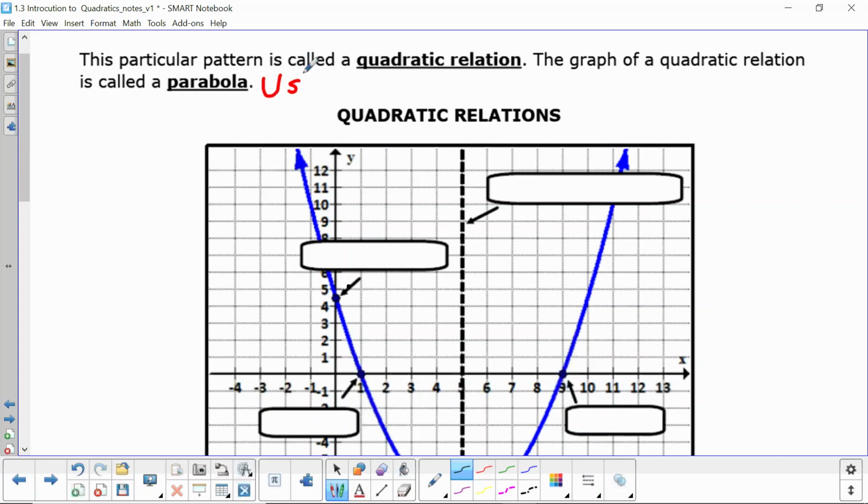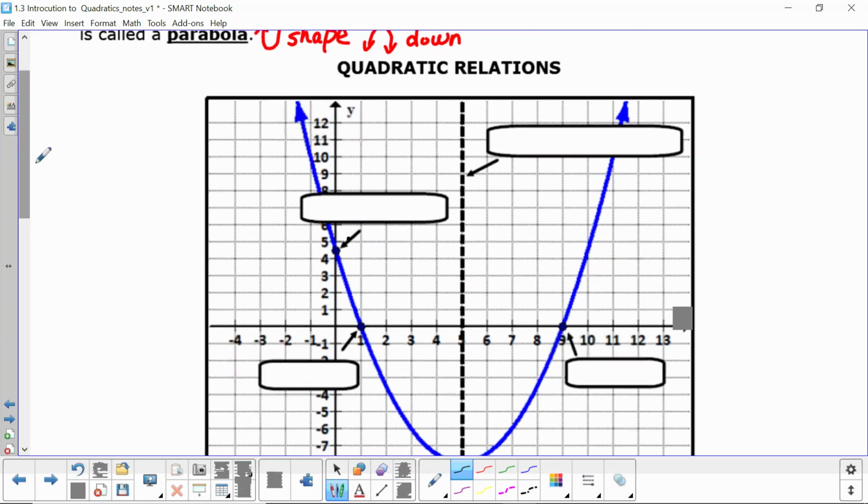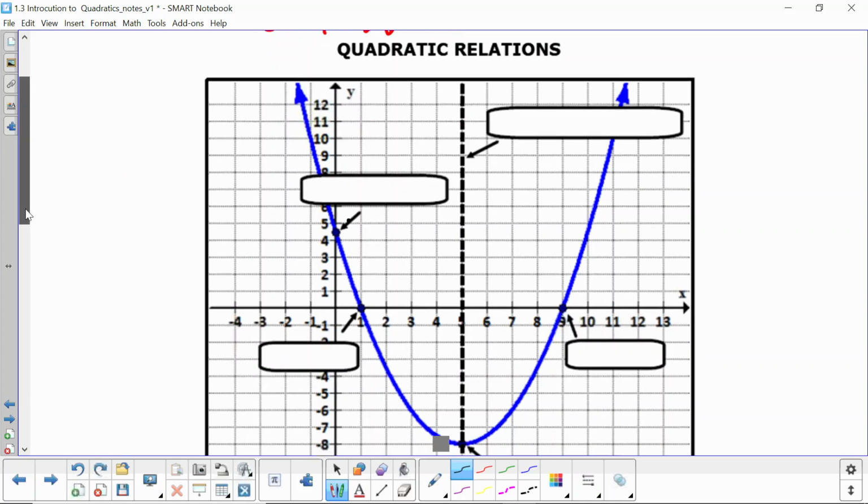U shape. So it could open up or it could open down. If the U shape is this way, we call it open down. If the shape is this way, we call it open up. So we have two different opening directions for a parabola. Now we are going to introduce some terms you need to know to describe the important properties for quadratic relations.